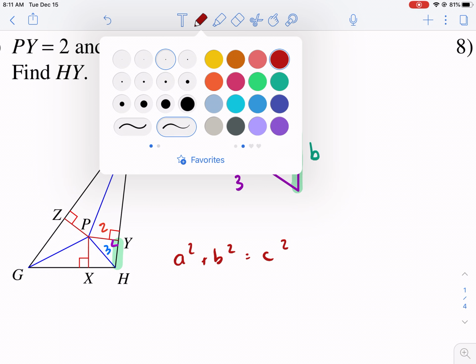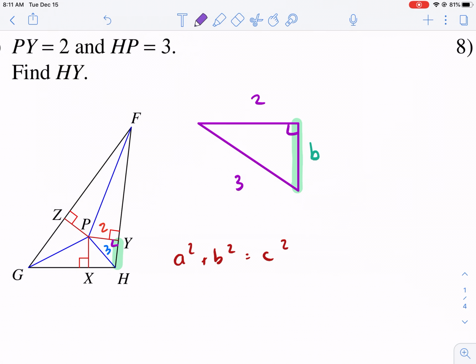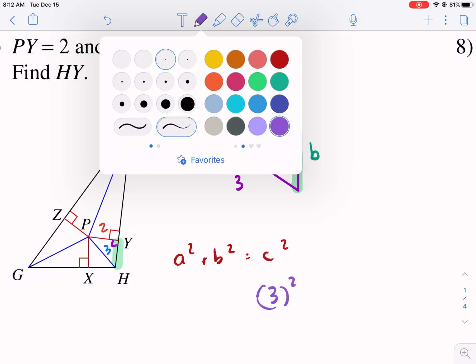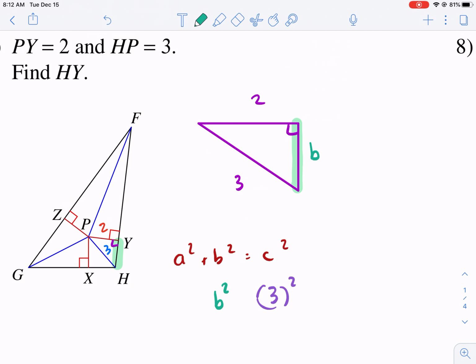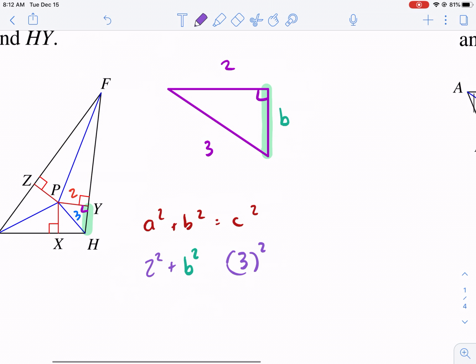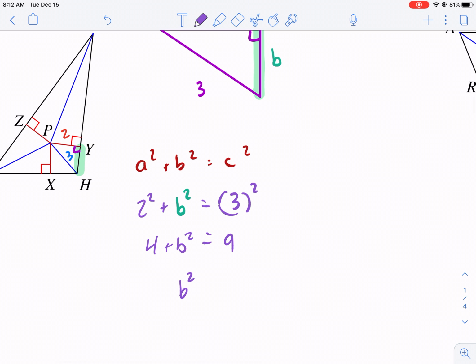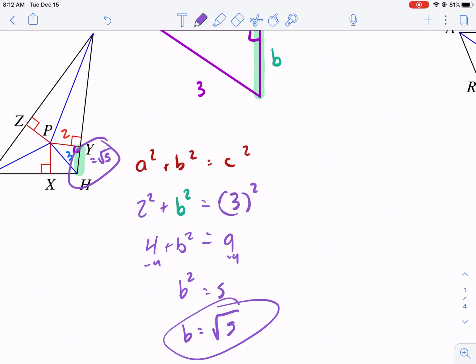I'm going to plug in some of my values. C is the hypotenuse, the side opposite the 90-degree angle. I have my b squared that I need to find, and then I have my a squared, which is 2 squared. Okay, so then I have 4 plus b squared equals 9. So then I get b squared equals 5 once I subtract 4 from both sides. So b equals the square root of 5. And there's my answer. HY equals the square root of 5.